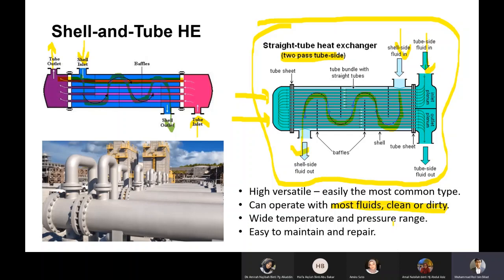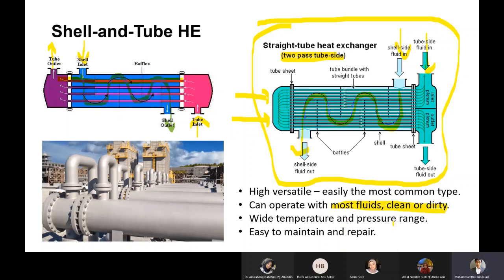If you notice, there's a big difference between shell and tube. The main advantage of the shell and tube heat exchanger is that when you require a very large area in a very small space, basically, what's the term? Specific surface area. The packing density of shell and tube is much higher than double pipe.